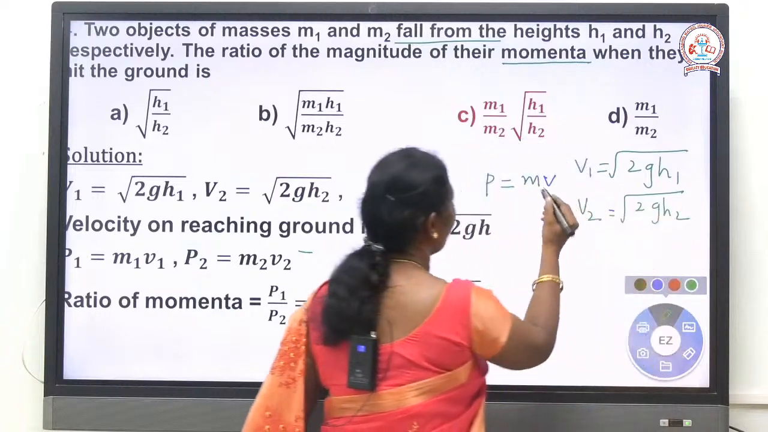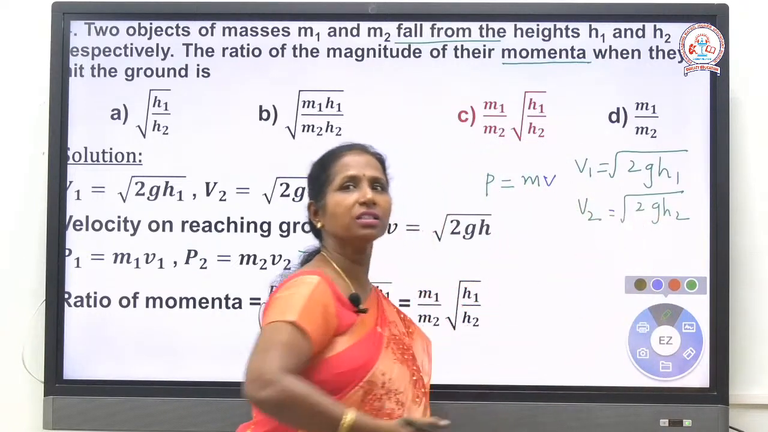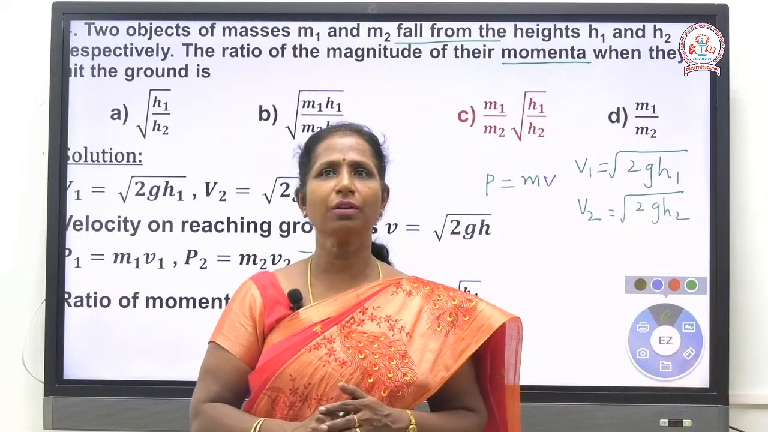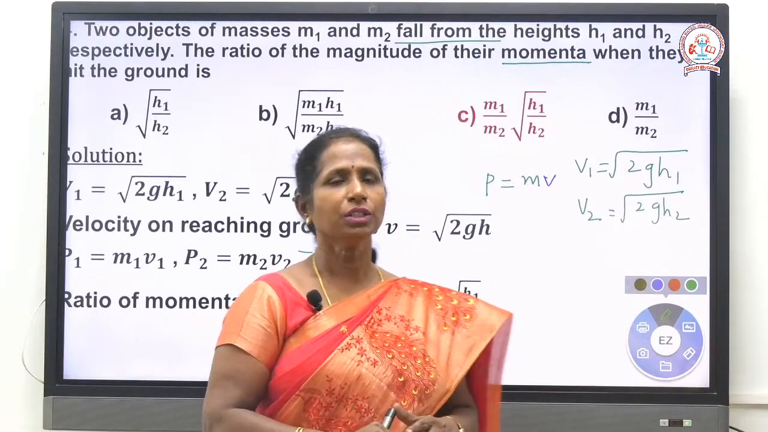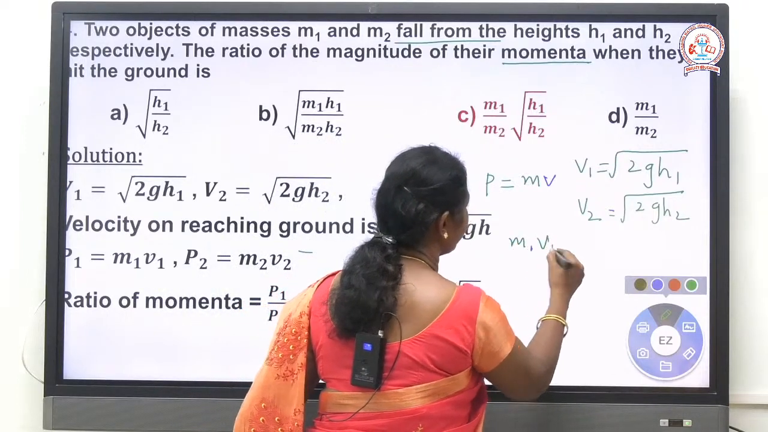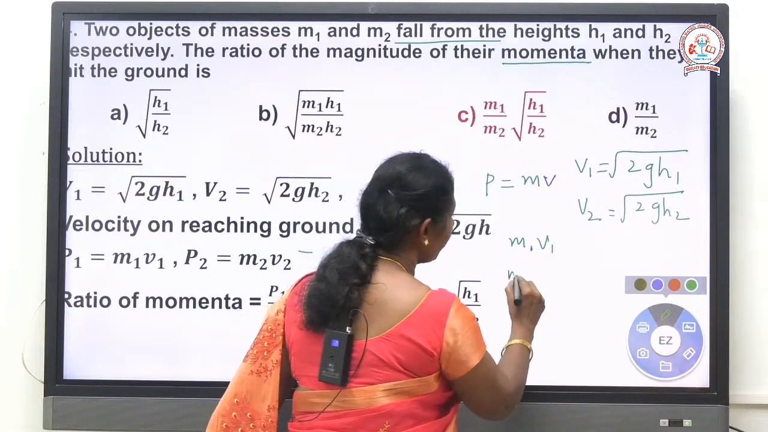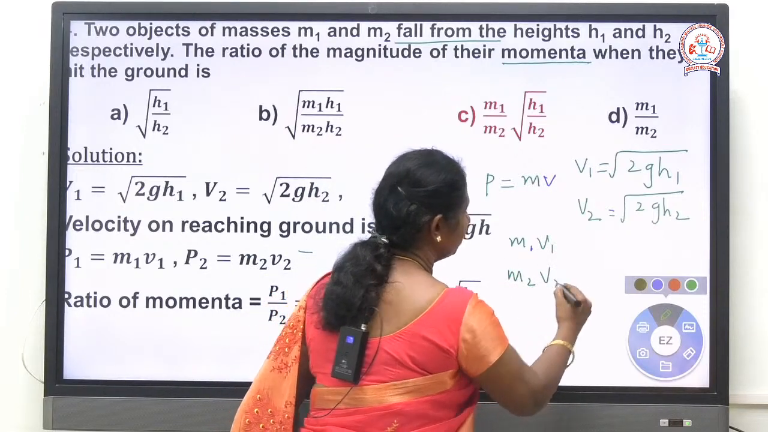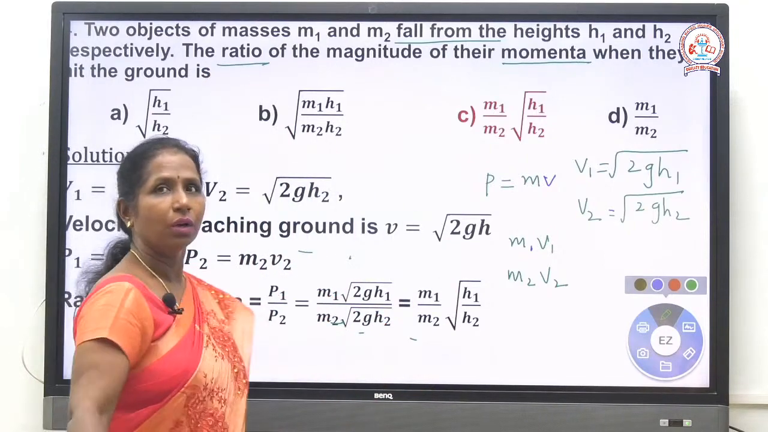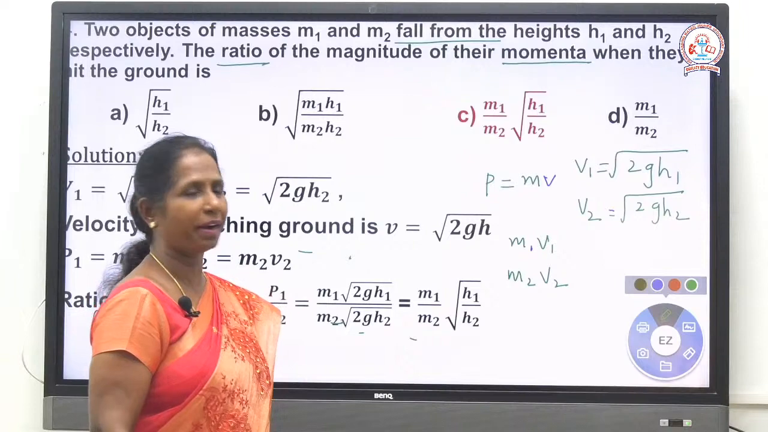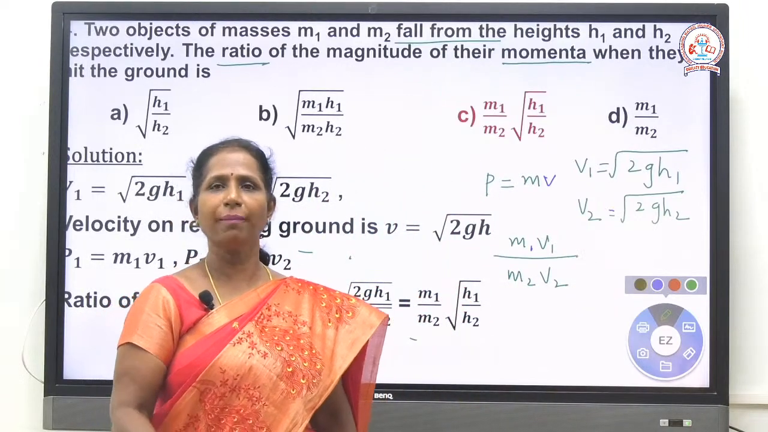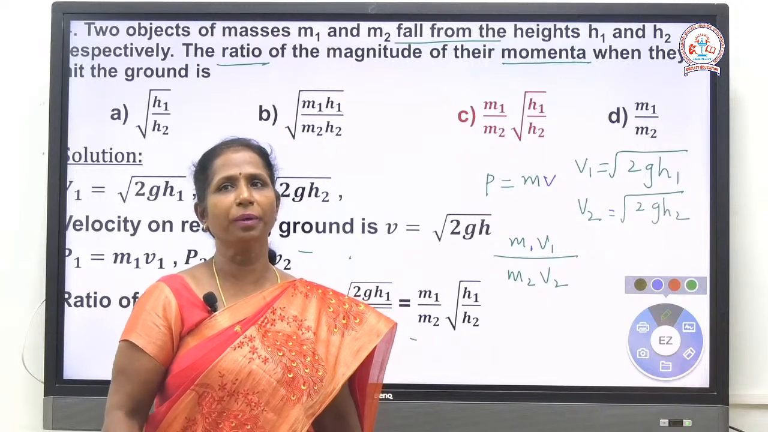Is that clear? So masses m1 and m2, velocities v1 and v2. We know mass and velocity, so automatically we can calculate the momentum. What's the momentum of the first particle? The momentum of the first particle is m1 v1. The momentum of the second particle is m2 v2. Now we have to find the ratio. What is asked? The ratio of the magnitude of momentum. So we have to calculate m1 v1 divided by m2 v2.